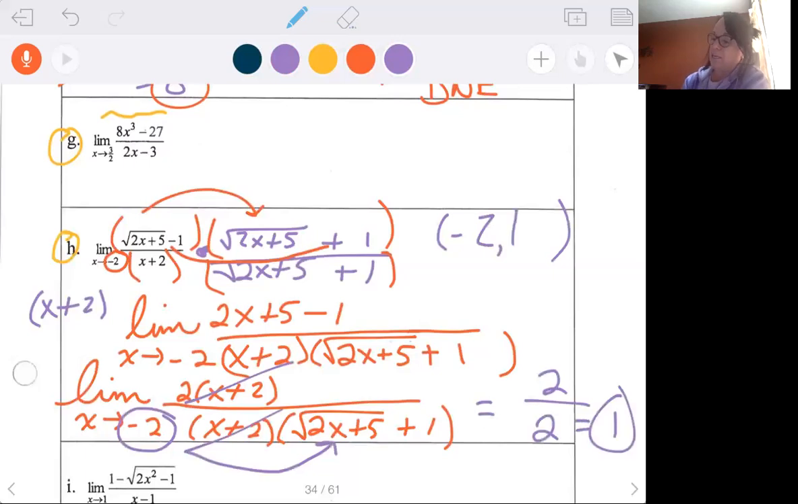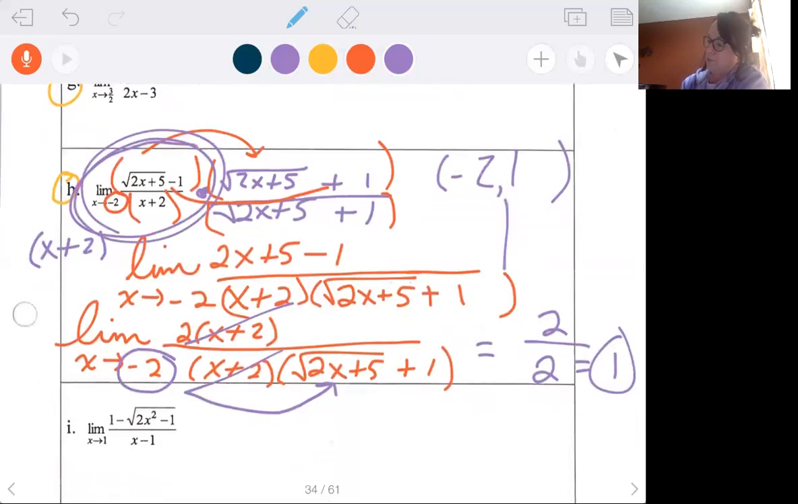It means that when you go graph this on your graphing calculator, which I wish I had a graphing calculator out, from both directions that you approach negative 2, you will be up at 1. But at 1, there's actually a hole in the graph, but you'll be there.